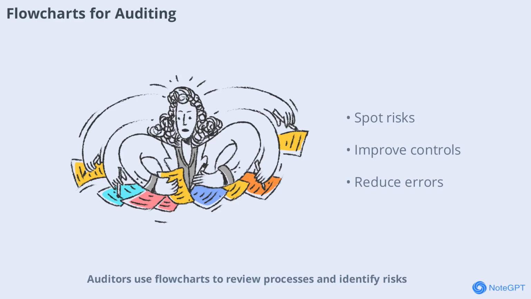Auditors use flowcharts to review processes and identify risks. By mapping out each step, they can spot weaknesses or areas where controls are lacking. This helps organizations improve their procedures and reduce the risk of errors or fraud.